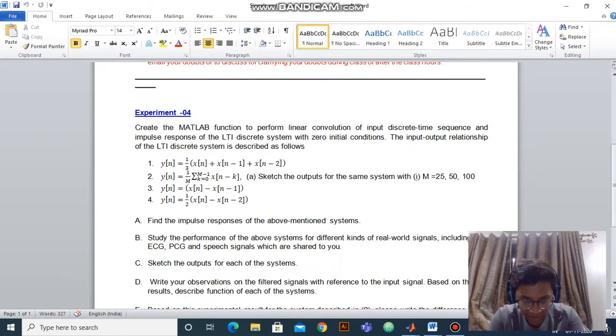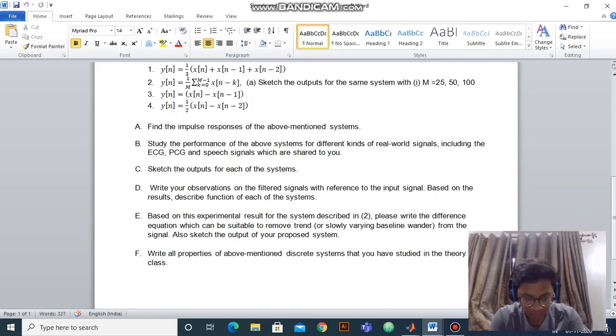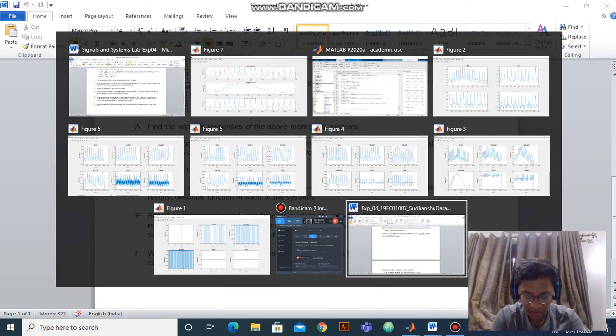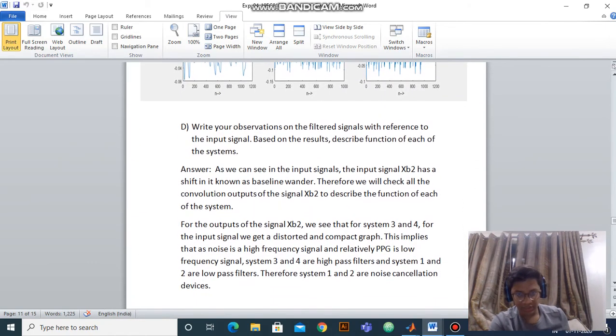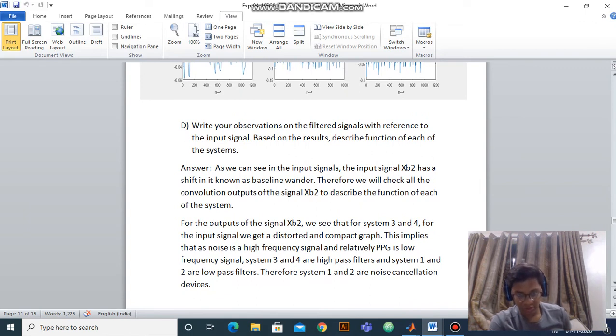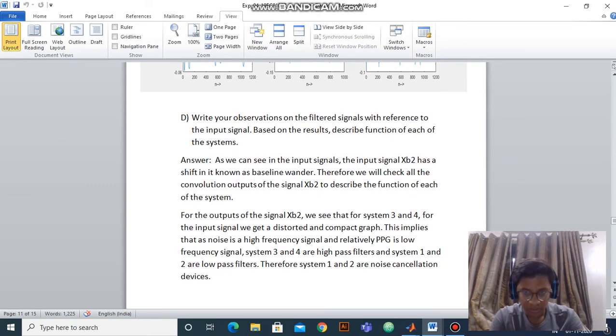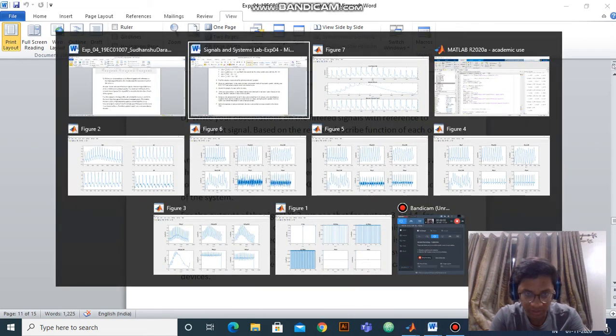Now the next thing we have is to determine the filtered signal and the function of each of the systems. We have to write the observation on the filtered signal and the input signal. We have 4 systems over here, so we have to describe the function of each of the systems. As we can observe, the input signal xb2 has a shift which is known as the baseline wander. If we observe the outputs of the signal xb2, we can see that for systems 3 and 4, the output we get is distorted and compact.